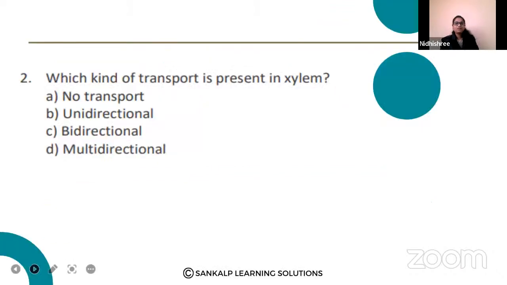Next. The next question goes like this, guys. Which kind of transport is present in xylem? No transport, unidirectional, bidirectional, multidirectional. When answering this, keep in mind what xylem will transport. So then we can answer it very easily. Samath, option D, and Lakshmi Wadayar, option B. Then Saundarya, option B.